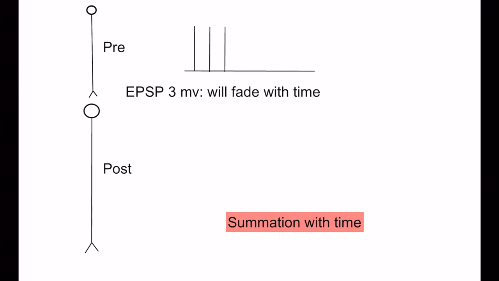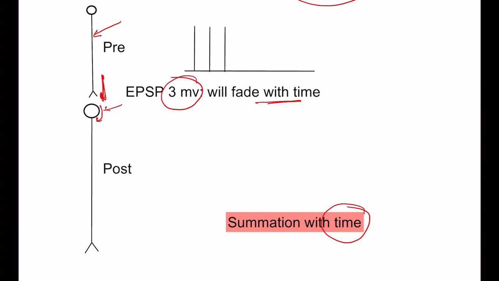Next is temporal summation. Here, temporal is in relation with time. I have shown only one synapse. Now, if this synapse is activated repeatedly, suppose there is a train of action potentials, a lot of action potentials coming one after the other and activating this particular synapse. Maybe one action potential from the presynaptic neuron causes an EPSP of 3 millivolts on the postsynaptic neuron, suppose. It will fade with time. Remember, it fades with time also. So one is that it travels with decrement.